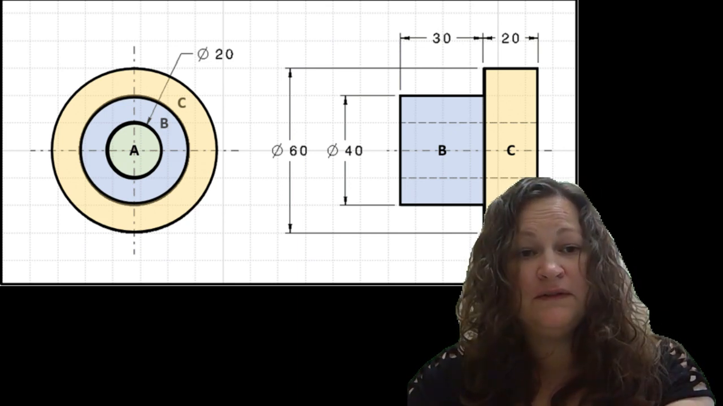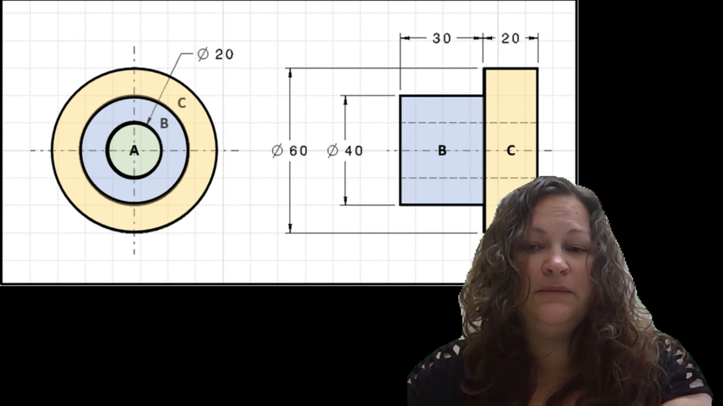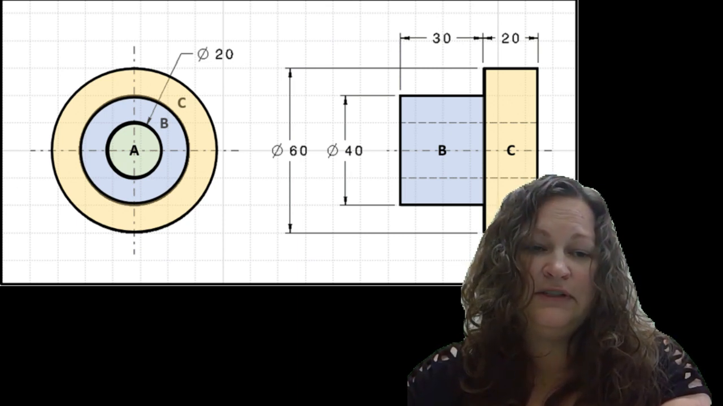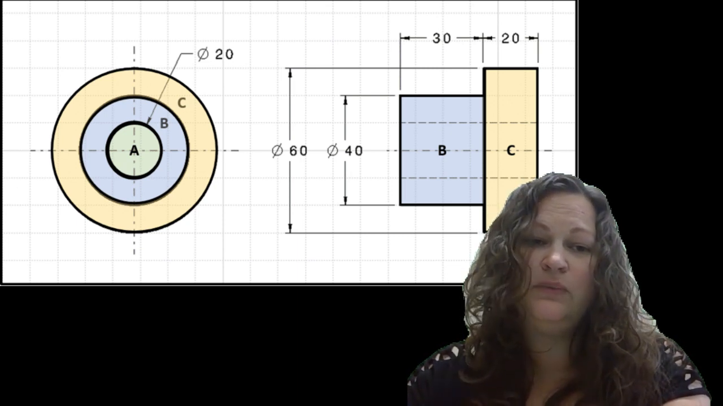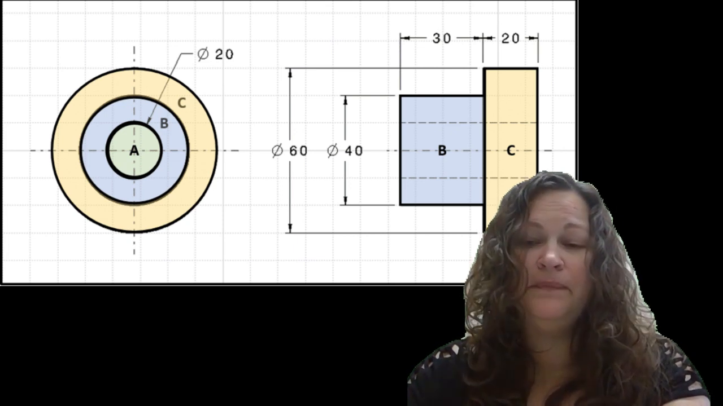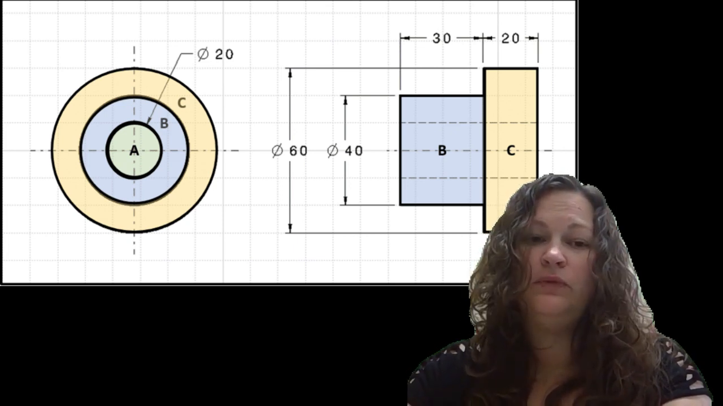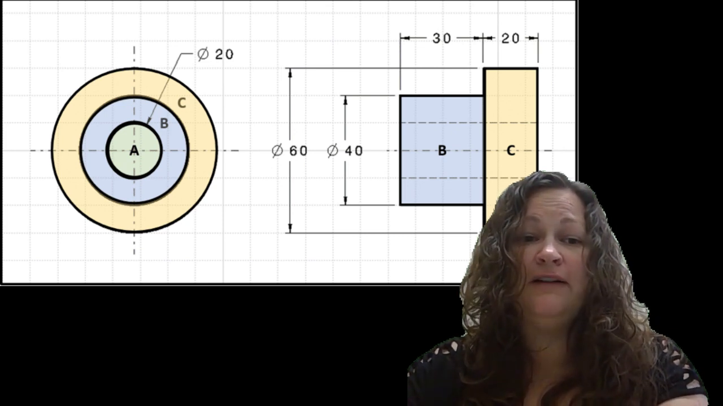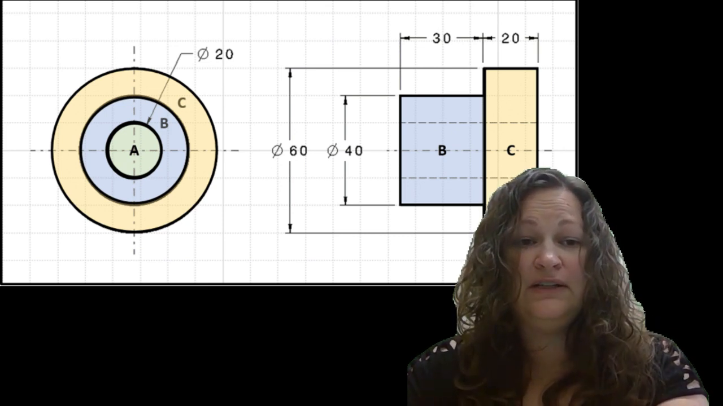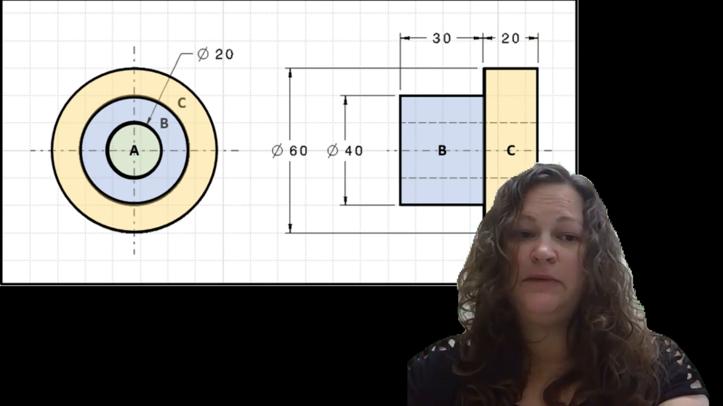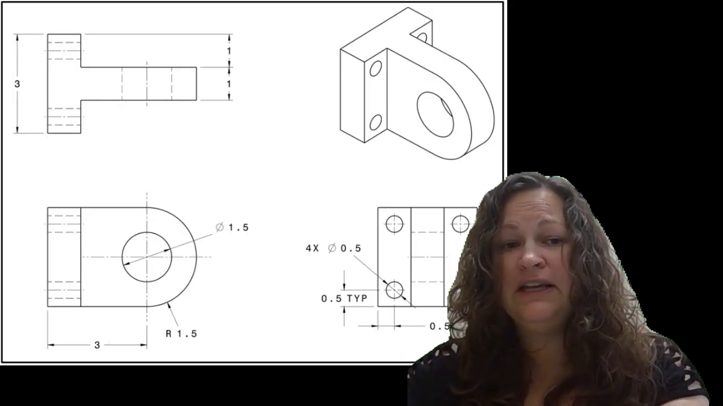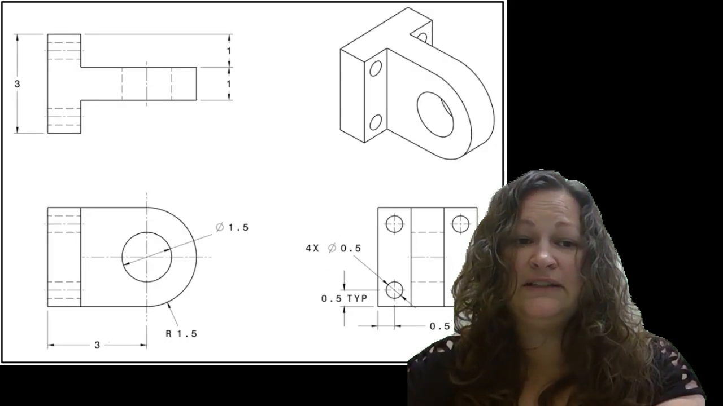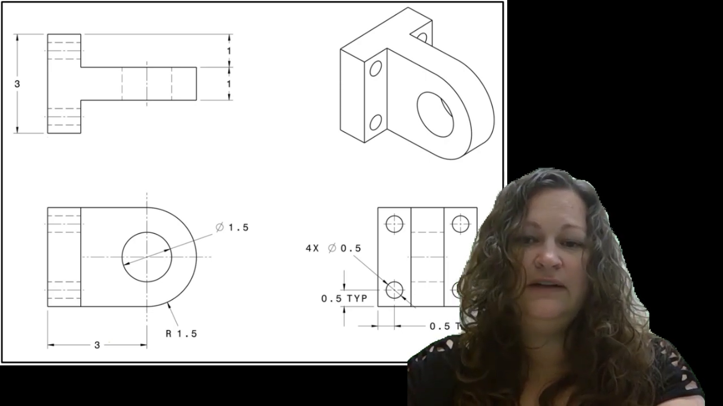For subtractive features, you'll show it as a diameter symbol connected to a leader line pointing to where the material was removed from. So those circular holes will be denoted by a diameter symbol. But if you have an arc that's greater than 180 degrees, you'll also denote those with a diameter symbol. Anything less than 180 degrees will be denoted as a radius, but still with a leader line.